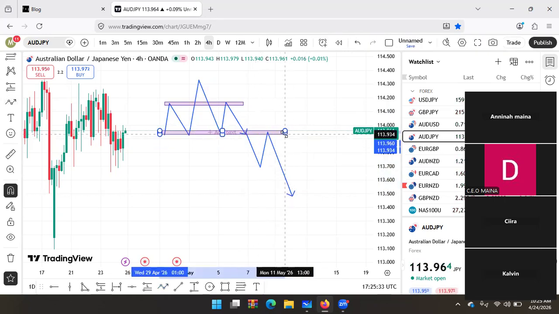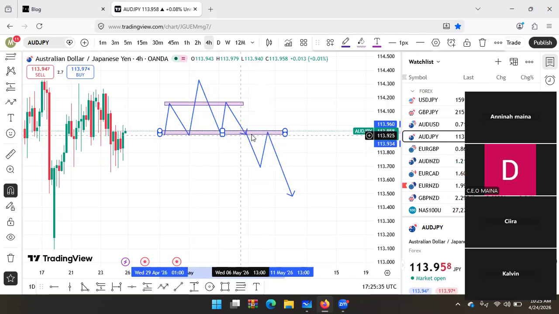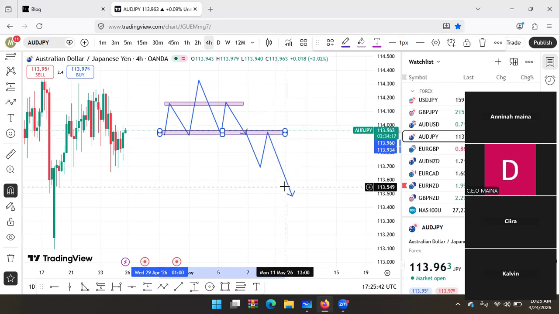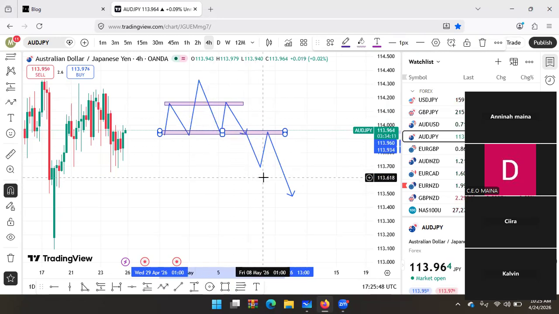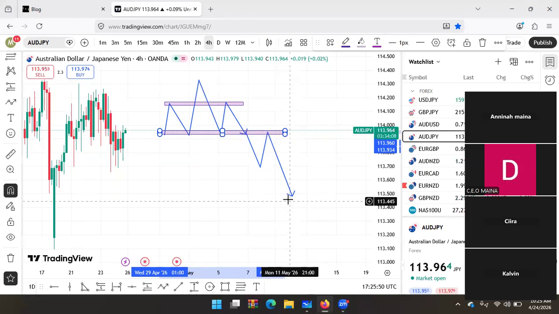For you to take a trade using this reversal pattern, you have to wait for a breakout or a change of character, a retracement for more sales.